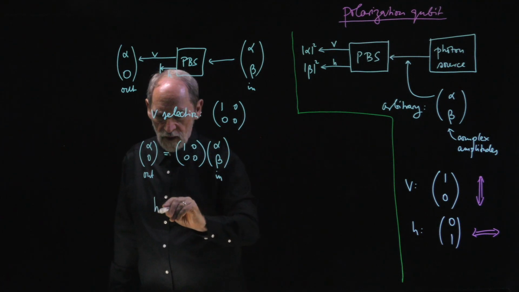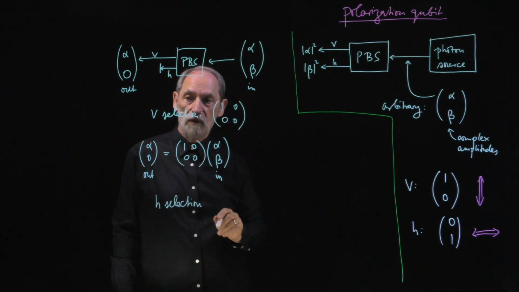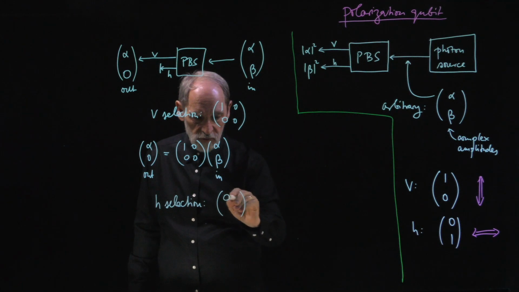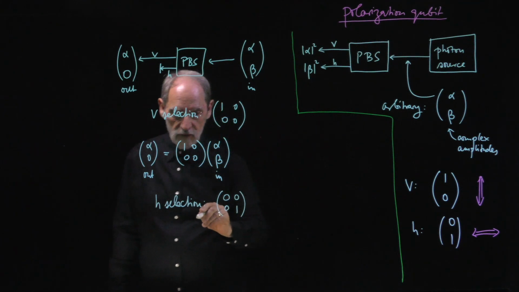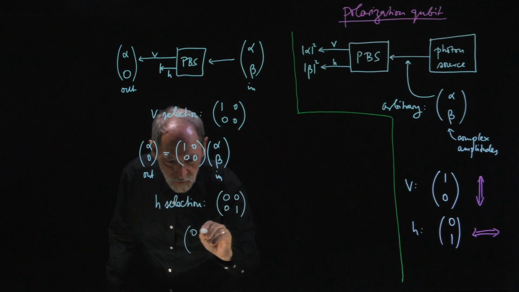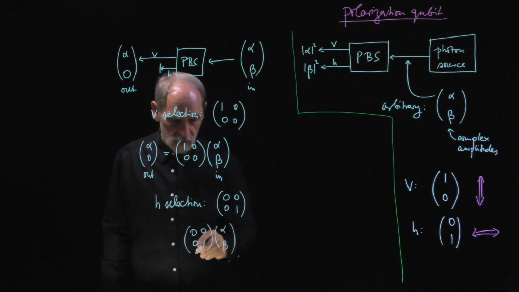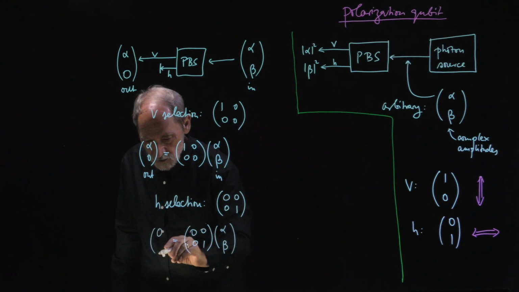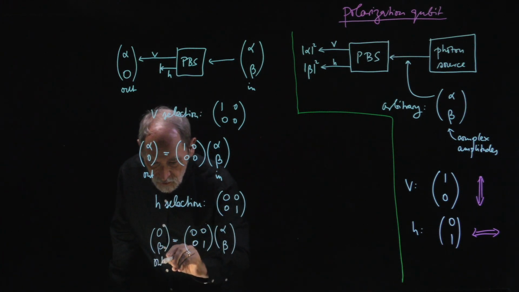Likewise, we can have H selection, where we throw away the vertically polarized photons and keep the horizontally polarized photons. We have the 2 by 2 matrix which has zeros everywhere except a 1 in the bottom right corner. And just to see that this does the right thing, we apply this matrix to an incoming photon with arbitrary polarization, and we get just the beta amplitude surviving for the outgoing photon.